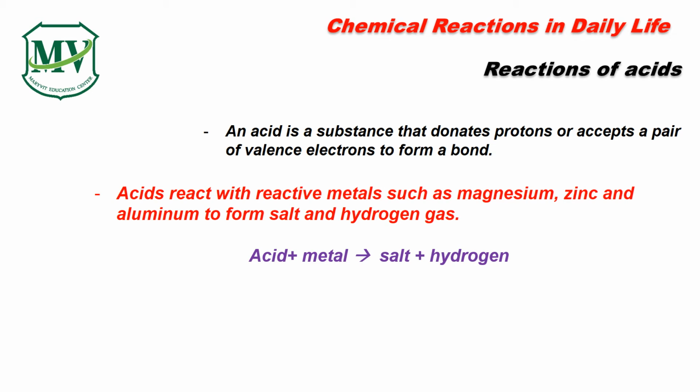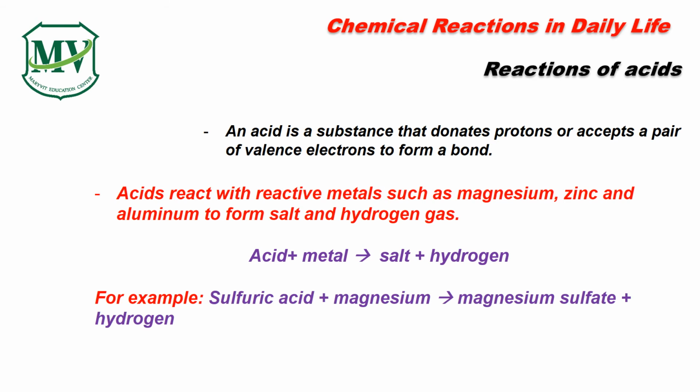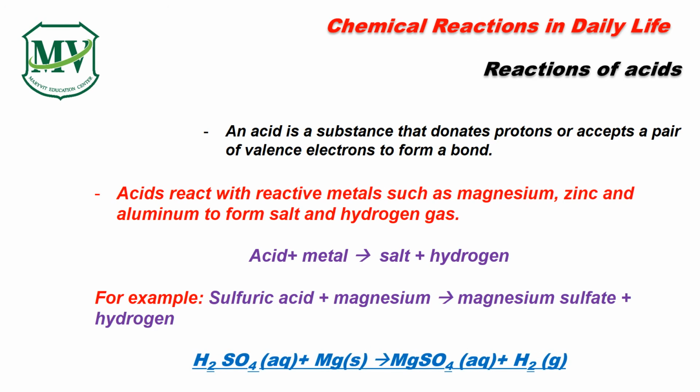Nevertheless, not all metals react in the same way to acids. When an acid reacts with metal, salt and hydrogen gas are produced. An example of an acid reacting to metal is sulfuric acid reacting with magnesium, which will have a product of magnesium sulfate and hydrogen gas.